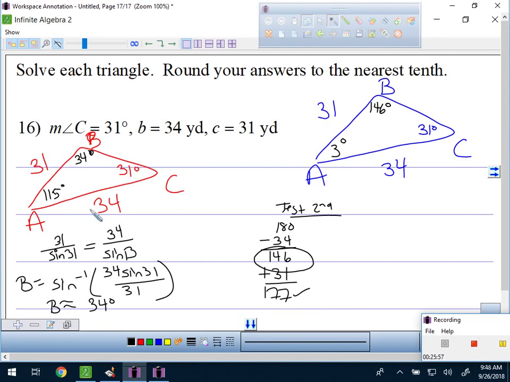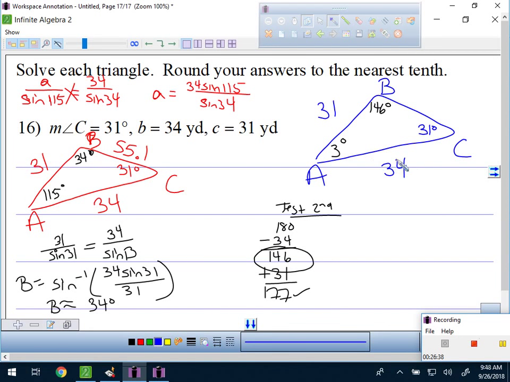And then you just got to finish finding your side for each one of these, and I'll do it really quickly up here. So for this one, I would have A over sine of 115 equals 34 over sine of 34, cross multiply, so you're going to have A is equal to 34 sine of 115 over sine of 34. And so if I do that, 34 sine of 115 divided by sine of 34, you would get 55.1 for that one.